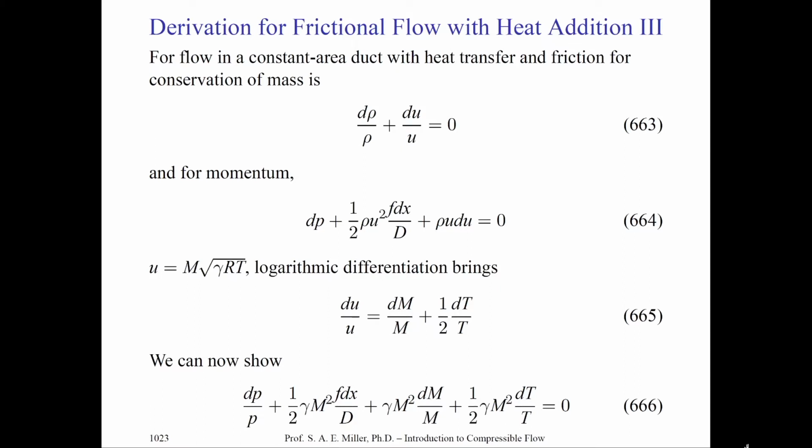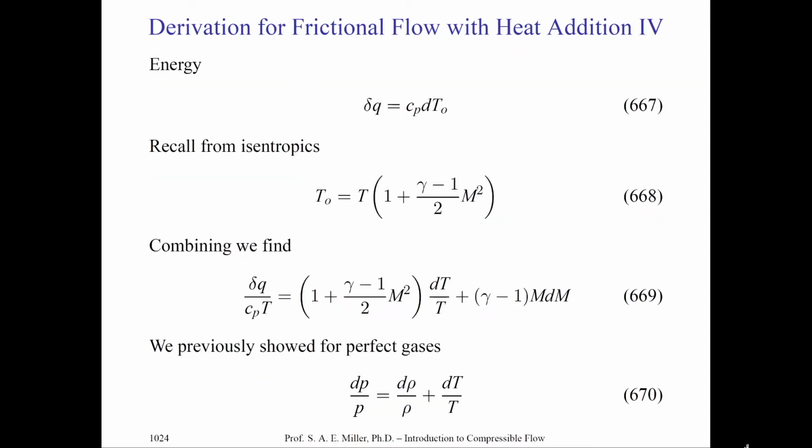We can differentiate this quantity and find du over U is dm over m plus a half dt over t. Combining these two equations, we can now show equation 666 of this slide deck. You'll see it's a function of differentials of pressures and temperatures and Mach numbers with the frictional effect and diameter. We haven't accounted for energy. Since it's a compressible flow, it's essential. And we'll write a concise energy equation.